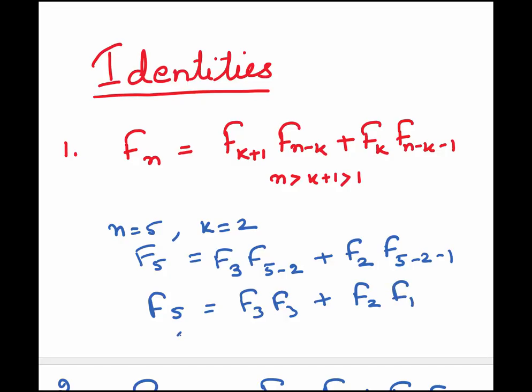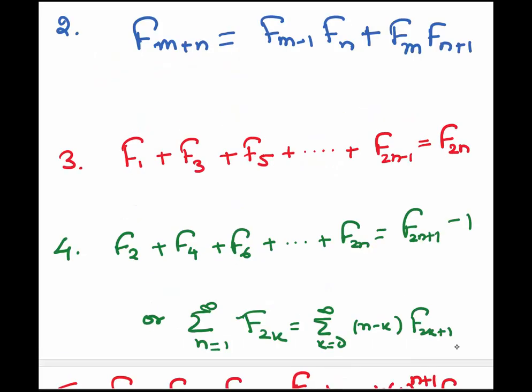You know that F(5) is 5, F(3) is 2, so we get 2 squared plus F(2) and F(1) both are 1, so we get this as 5. Left hand side is equal to the right hand side. Look at the second identity.